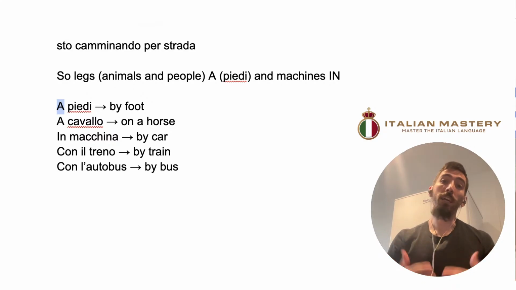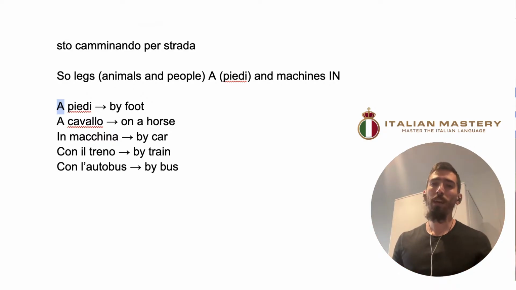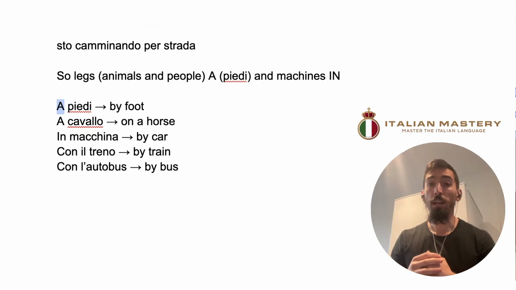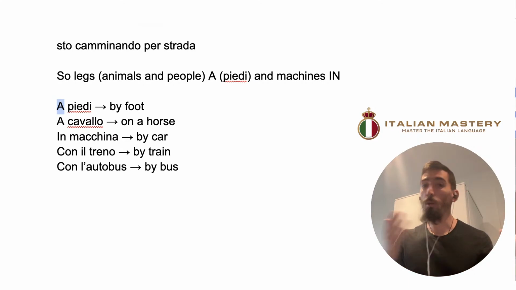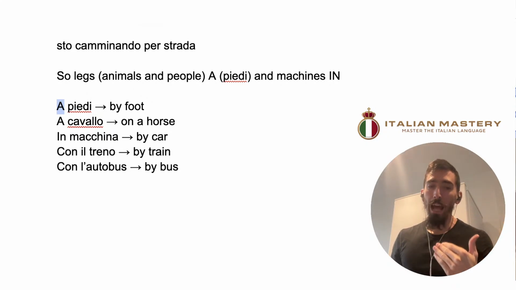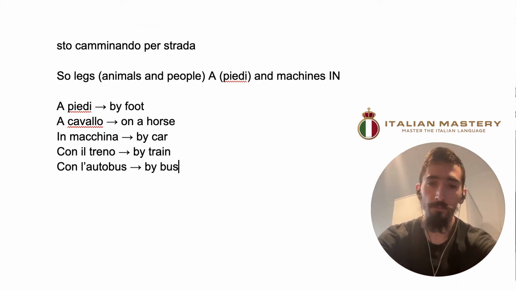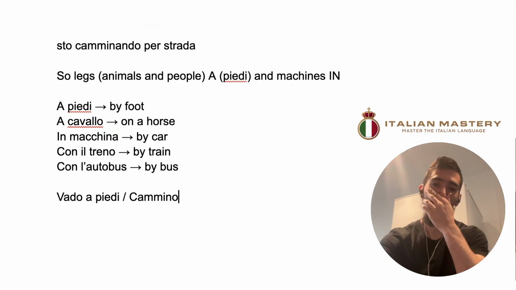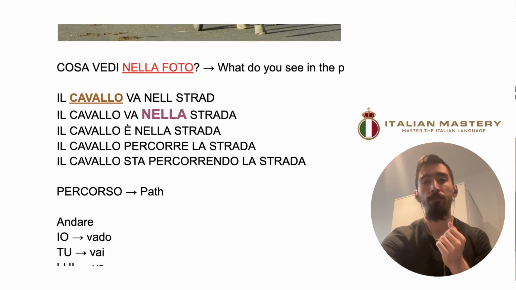You can also say "cammino." So how do you go from A to B? "Come vai al ristorante?" "Cammino." I walk, right? You can say that. Or "vado a piedi." "Vado a piedi. Cammino." These are options that you have as well.